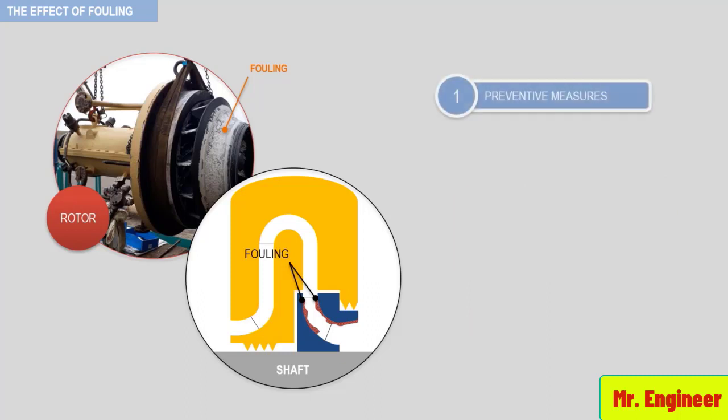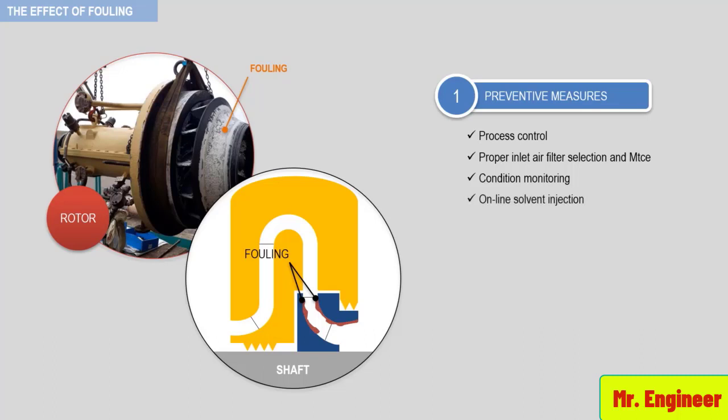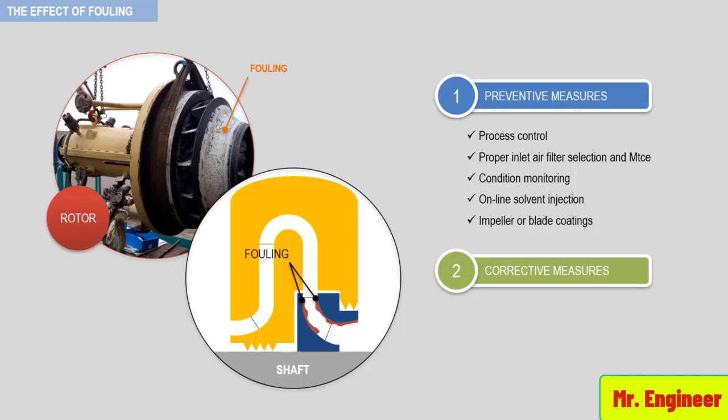Let's begin with preventive measures. First, we'll list them, then we'll see each one in detail. Preventive measures include process control, proper inlet air filter selection and maintenance, condition monitoring for pressure, temperature and vibration, online solvent injection, and impeller or blade coatings. Corrective measures include slow roll or stationary wash, and online random washing. Let's begin first by examining in detail the preventive measures listed here.